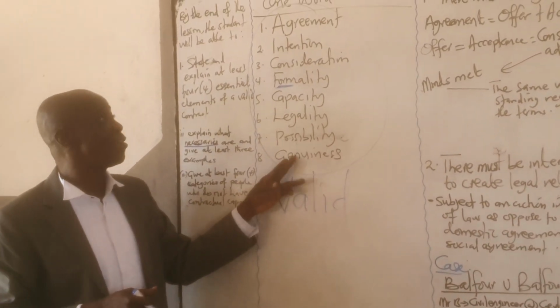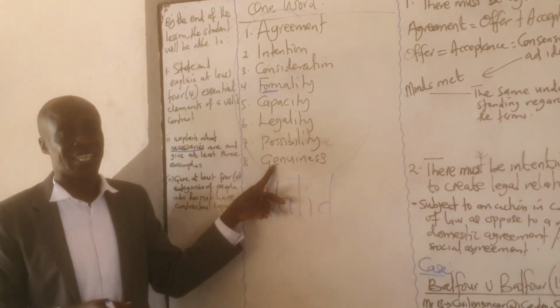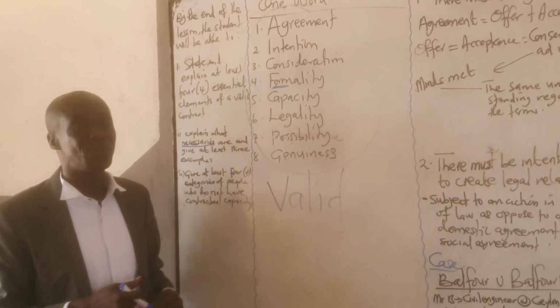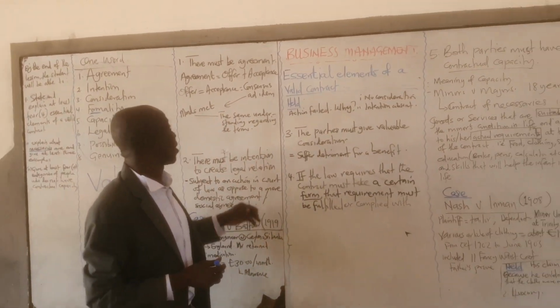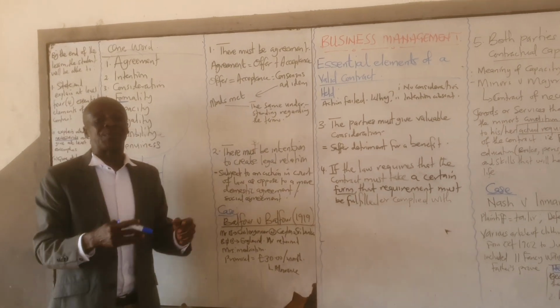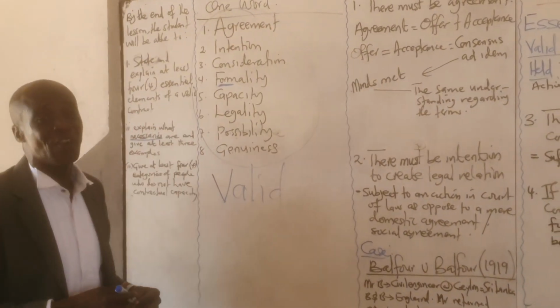Then all these things are there, but there is no genuineness of consent. We shall learn about that one. Then there is no contract. So that is for that one. Now let's explain. You see, I've even done most of the work here, so the rest is very simple.